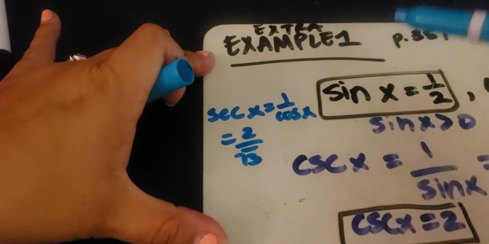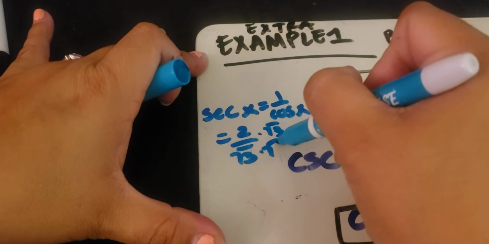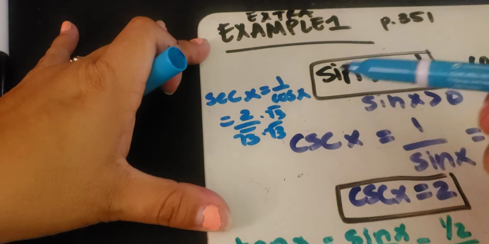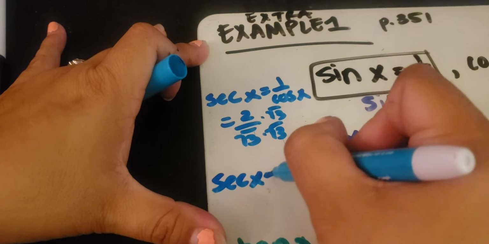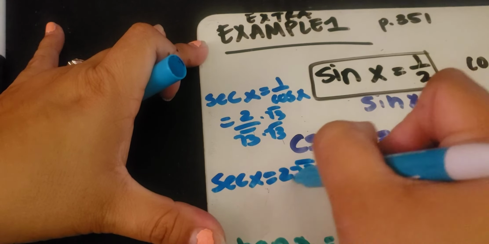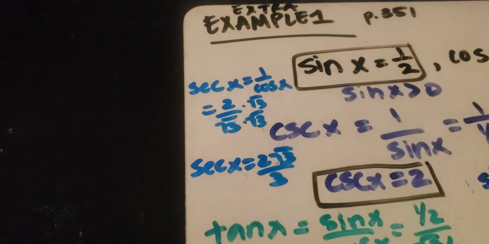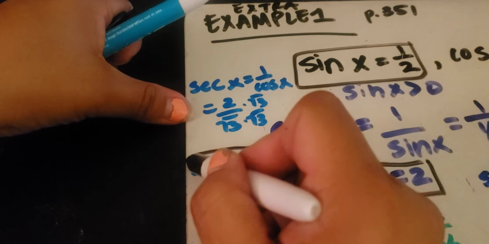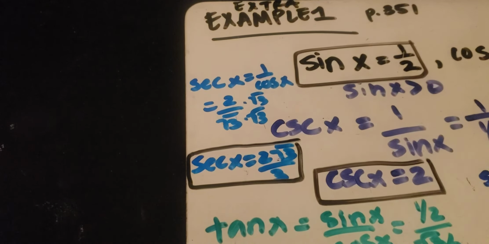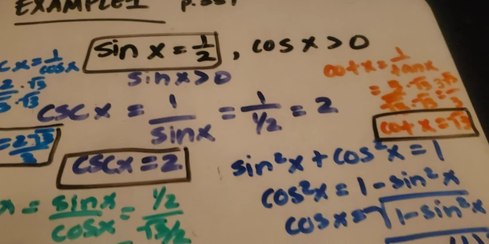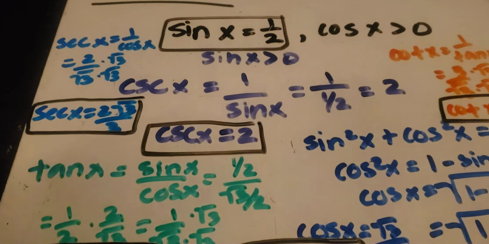But there's a radical in my denominator, so multiply by radical 3 to the top and the bottom. And so now I end up with secant of x equals 2 radical 3 over 3. And there's nothing I can simplify there. Okay? So this would be my secant. So notice you used all sorts of trig identities to solve. Okay? And so now you found all 6.